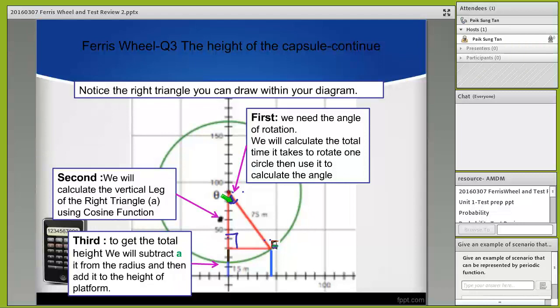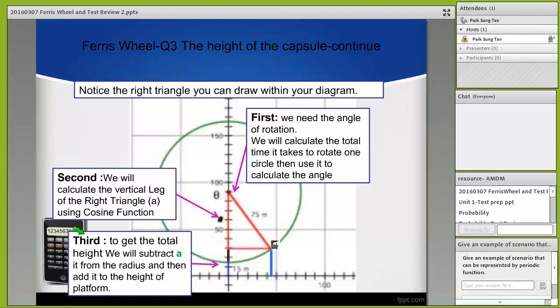First, we need the angle of rotation. We need to figure out what the angle is. And then we will calculate the total time it takes to rotate one circle. Then you use it to calculate the angle. Second, we will calculate the vertical leg of the right triangle, A. We'll calculate this side right here.